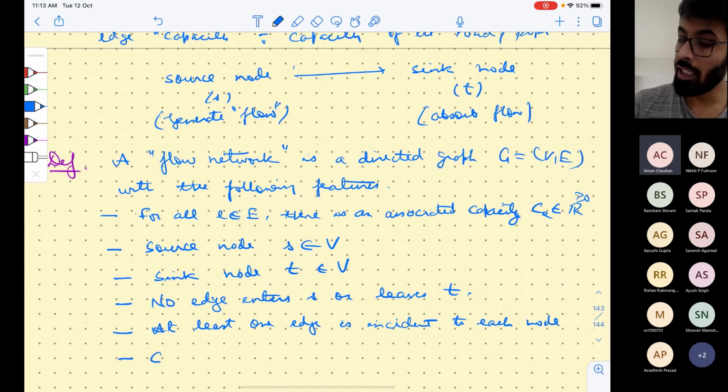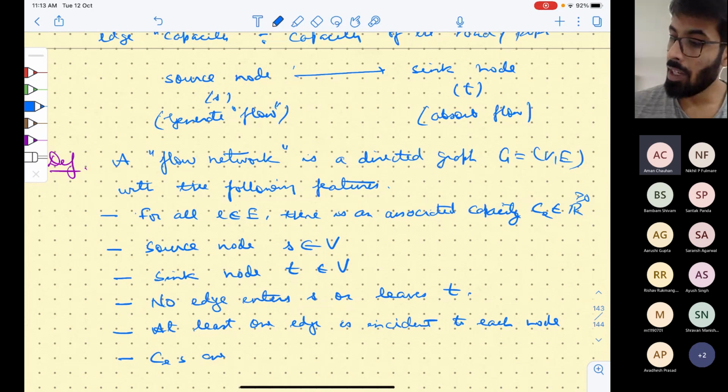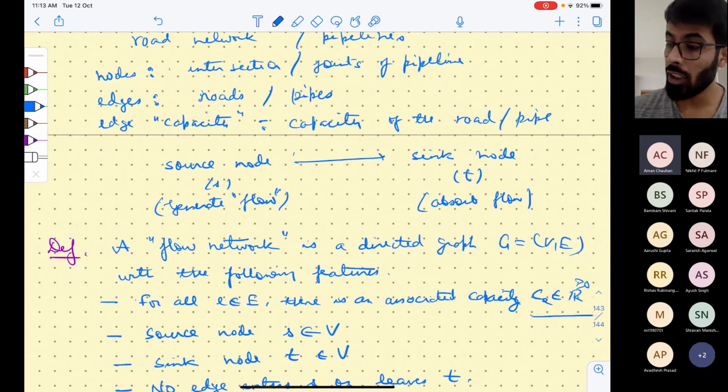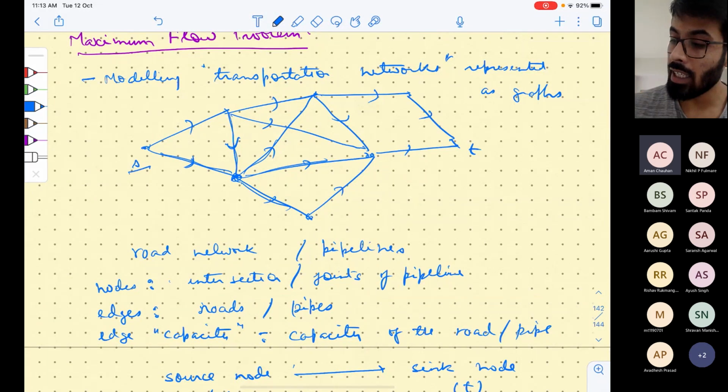And we also assume that C's are positive, C's are integers. I mean, here we have just said non-negative reals, but let's start with integers. Later we'll relax it. Okay. So this is what a flow network is. Basically, just a directed graph. So just like here we have this directed graph, it has S and T.